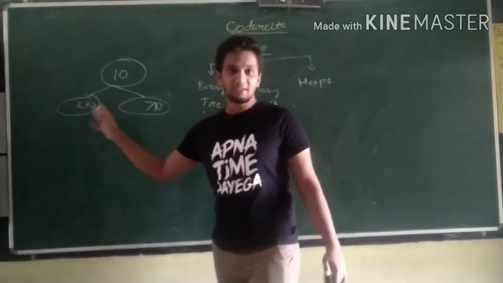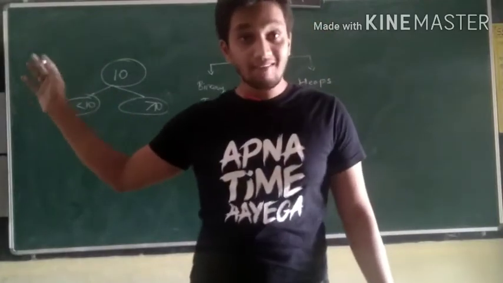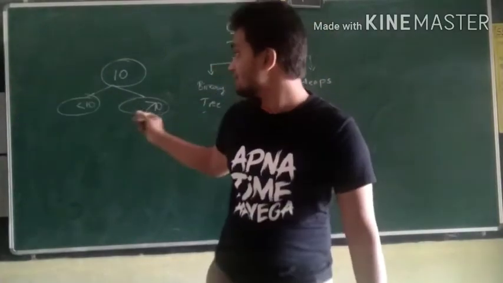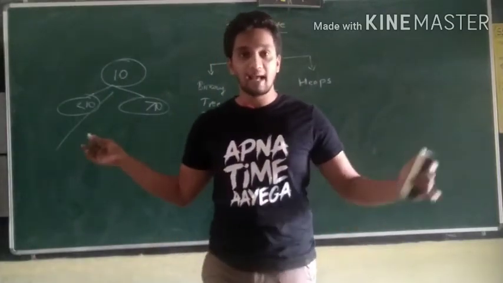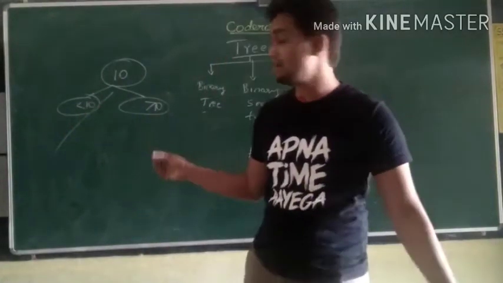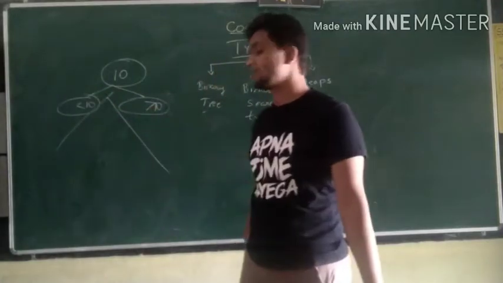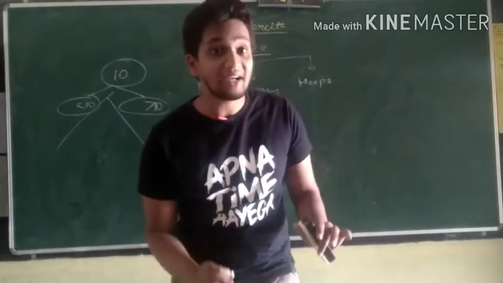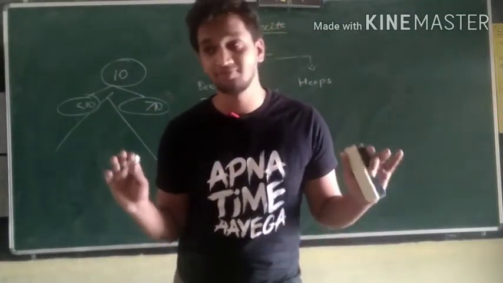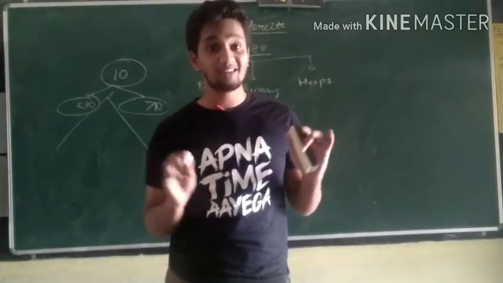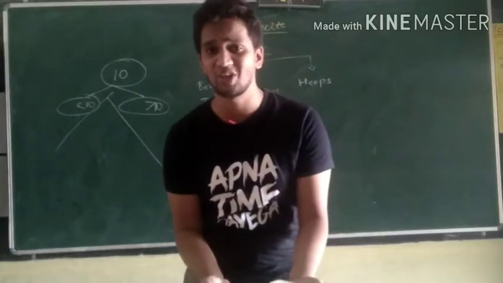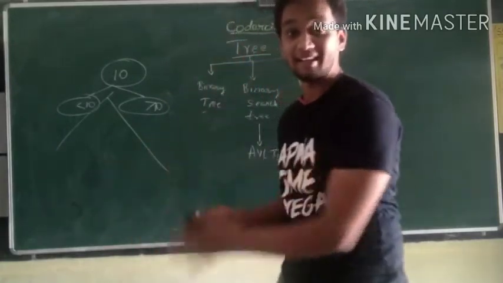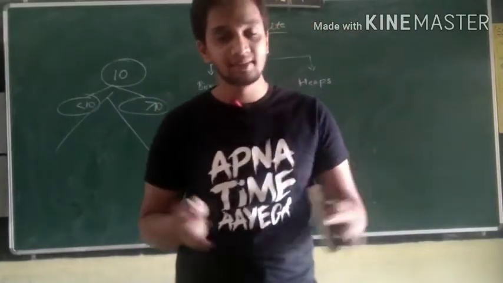So if you want to find an element which is lesser than 10, you can search in the left part of the tree. And if you want an element whose value is greater than 10, you can search in the right part of the tree. This will guarantee you a log n solution for searching an element. That is nothing but binary search. That's what binary search trees mean.